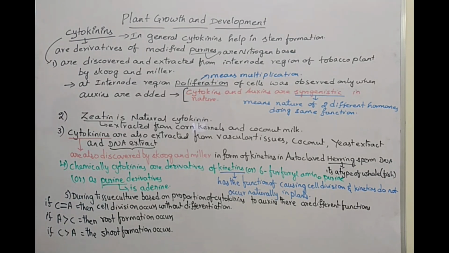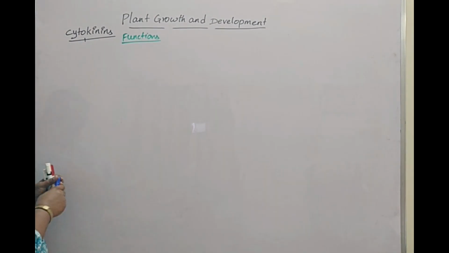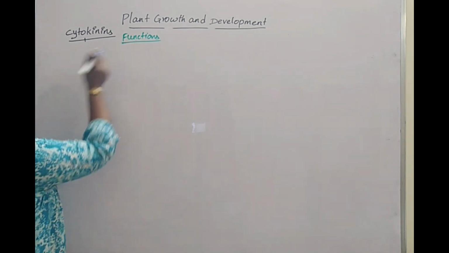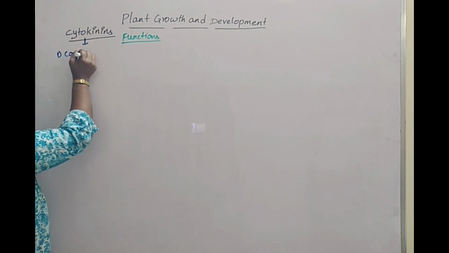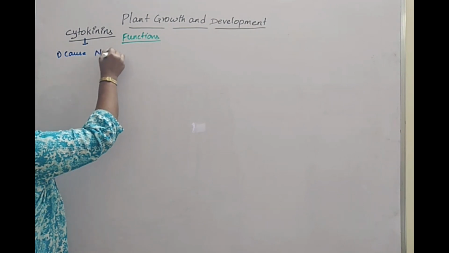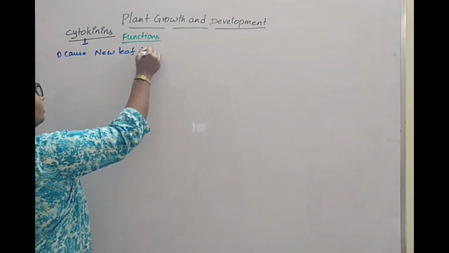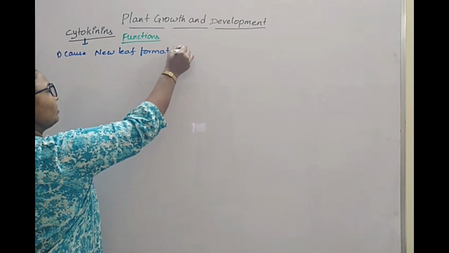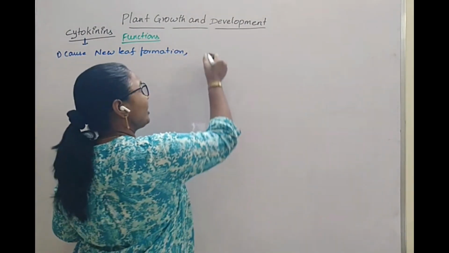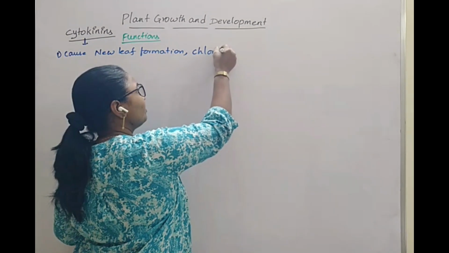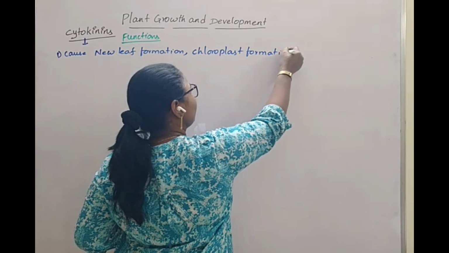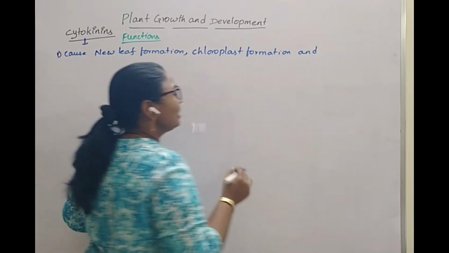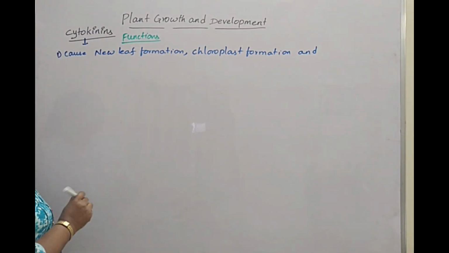Now we will see the functions of cytokinins. Cytokinins cause new leaf formation, chloroplast formation, and help to overcome apical dominance.